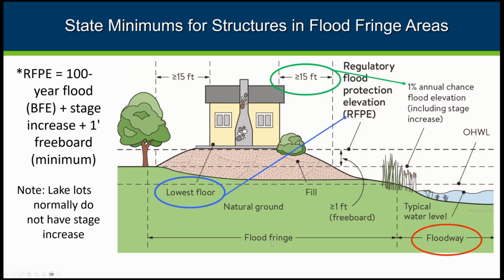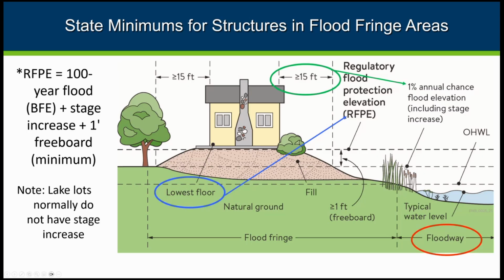There's a couple good things to note here. Firstly, this building is being constructed in the flood fringe. As we saw on the previous slide, it would not be allowed to be constructed in the floodway. There are these 3 kind of dashed horizontal lines. The lowest one is the ordinary high water level. This one here in the middle is the one that's relevant for our RFPE calculation.